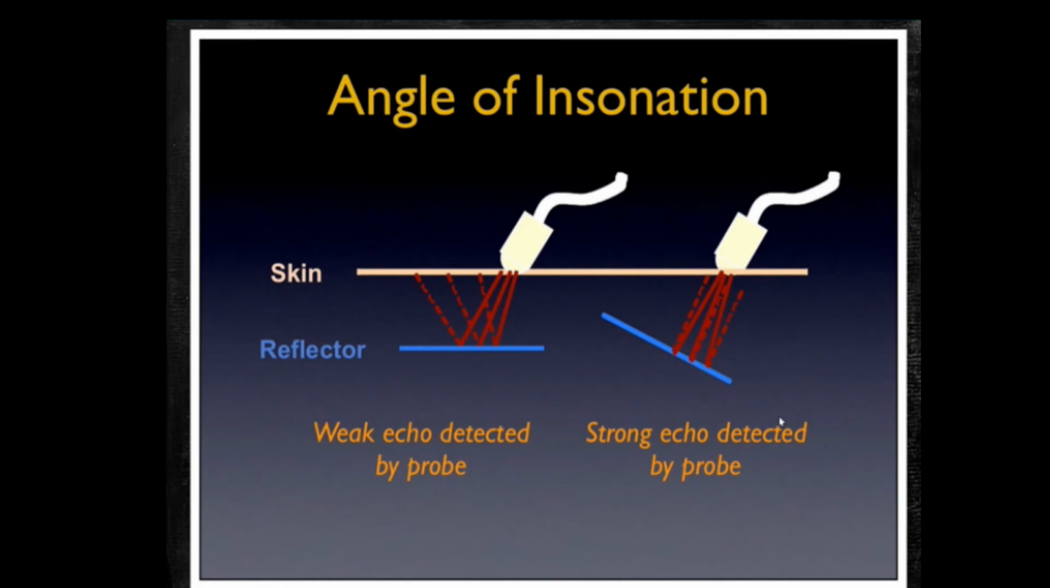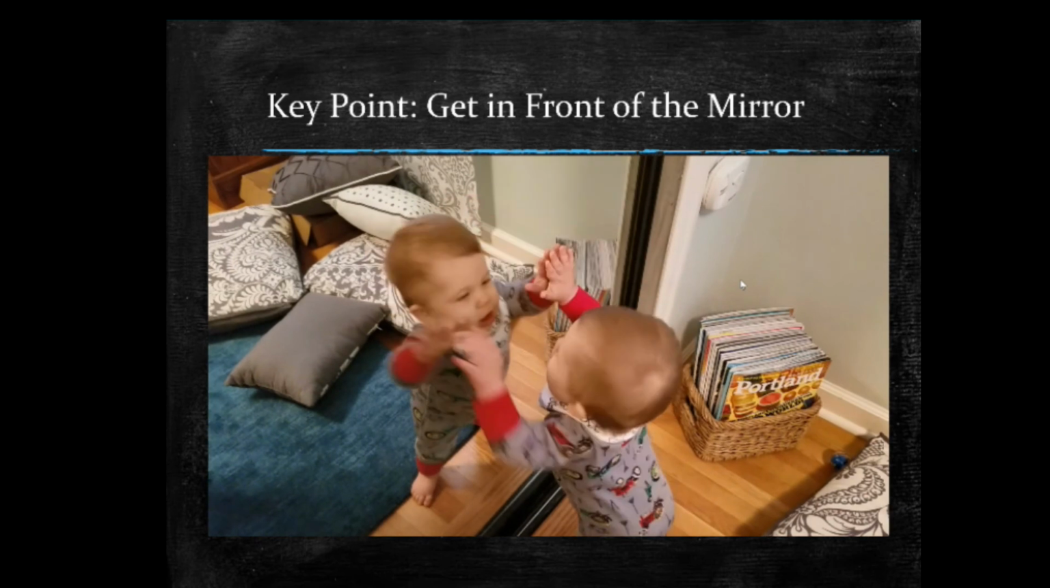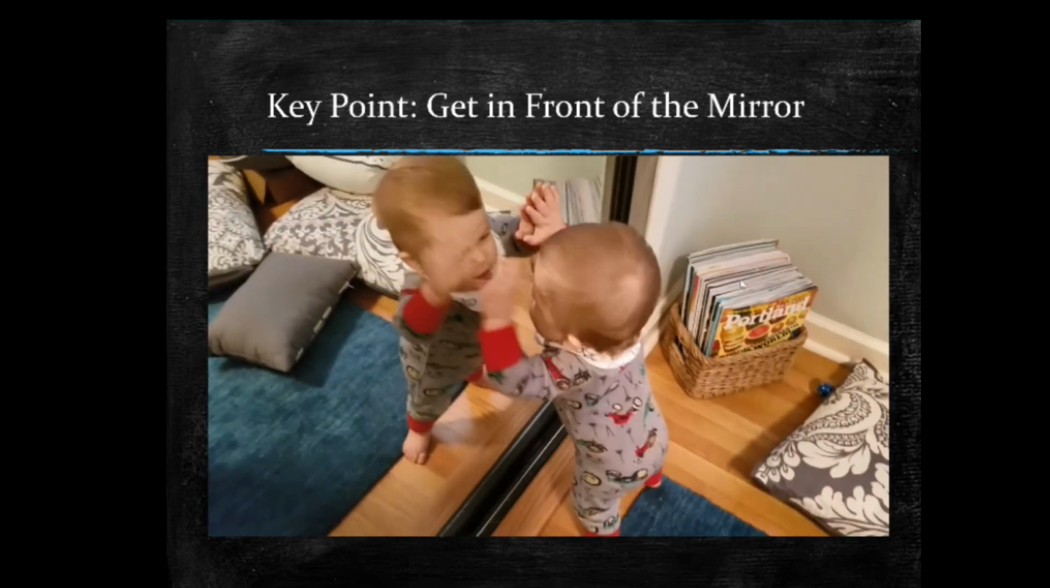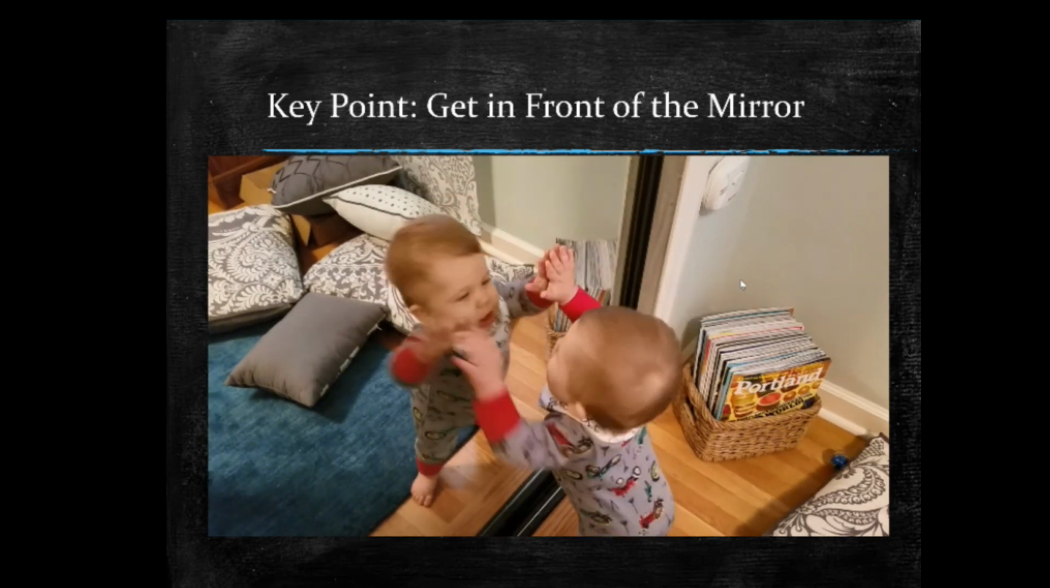A really key point: image quality is going to be all about angle of incidence. If you are perpendicular to the probe, as indicated on the right side, we're going to get a really strong reflection detected by the transducer. If you're oblique to that, not as many sound waves are going to be returning or echoing back to that transducer, and it's going to impede your image quality. I always think about this as just looking at yourself in a mirror. The more you're right in front of yourself, the better you're going to be able to see yourself, so more reflections coming back at you.